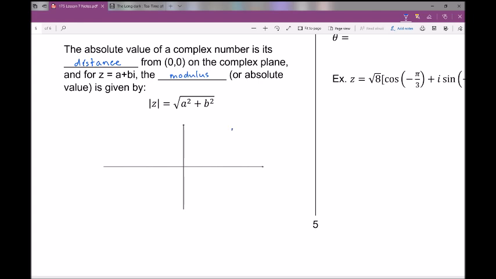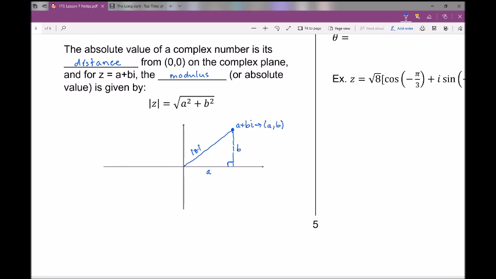So let's say we have some point, a plus bi, somewhere in the plane, and we want to find the distance from that point to the origin. So that is going to be our modulus z. Okay? And we're going to kind of make a right triangle here with the x-axis. So the vertical distance is b, and the horizontal distance is a, and that just comes from the fact that we're graphing the point (a, b).